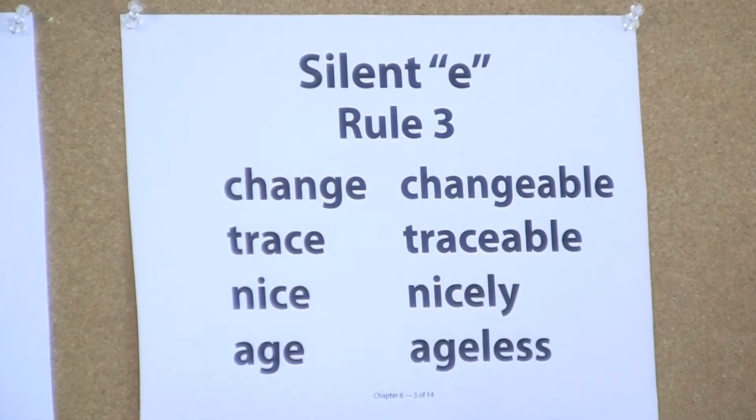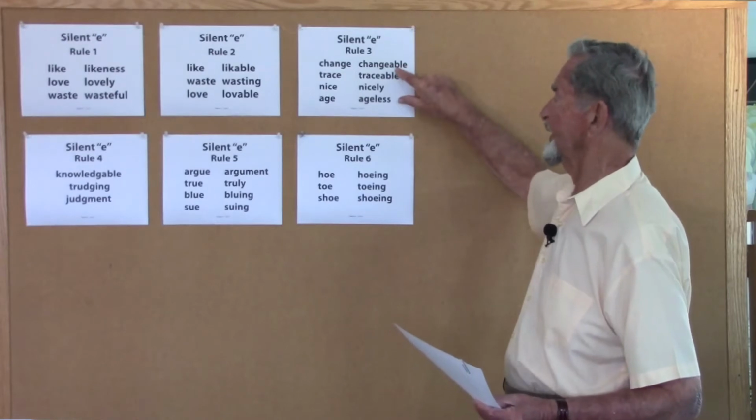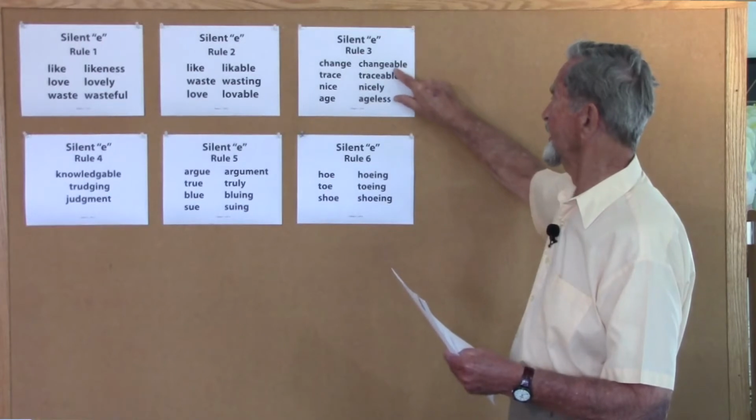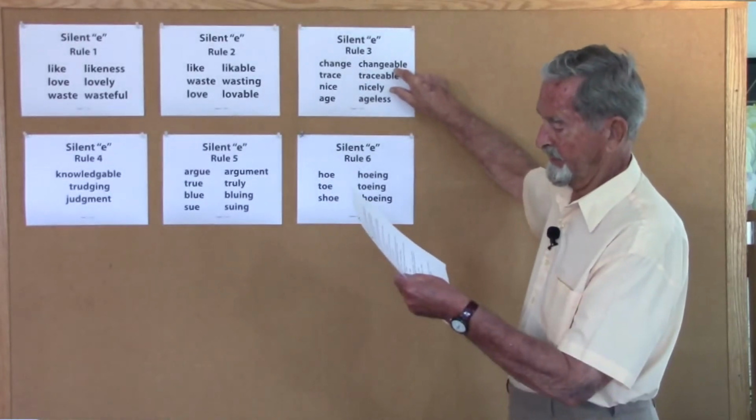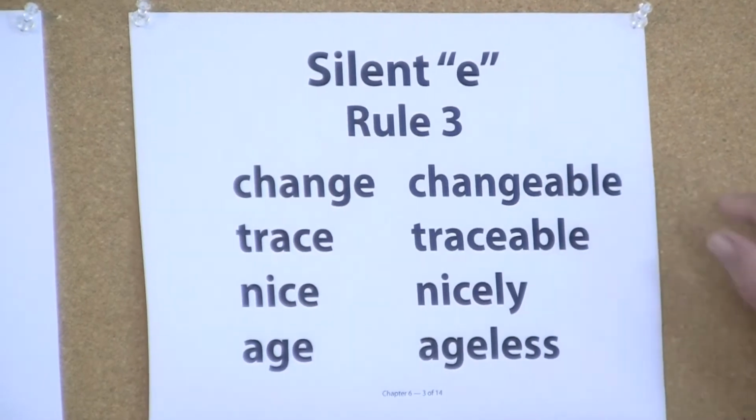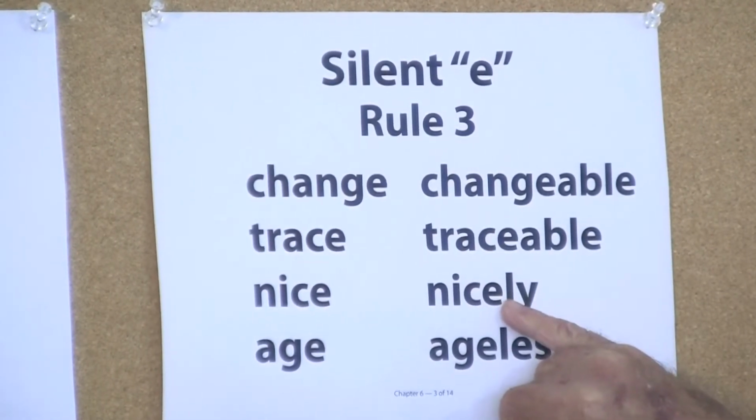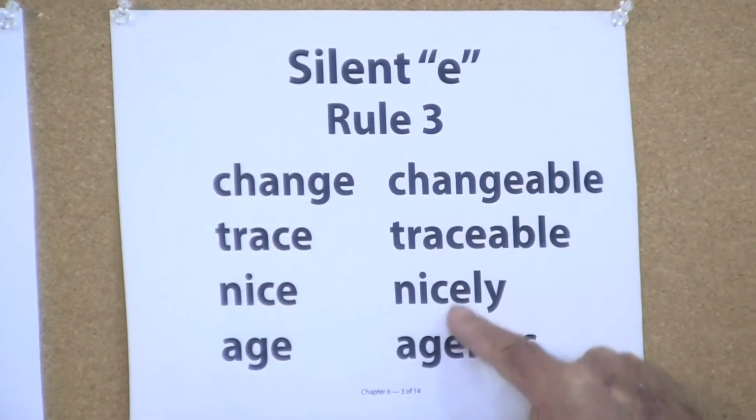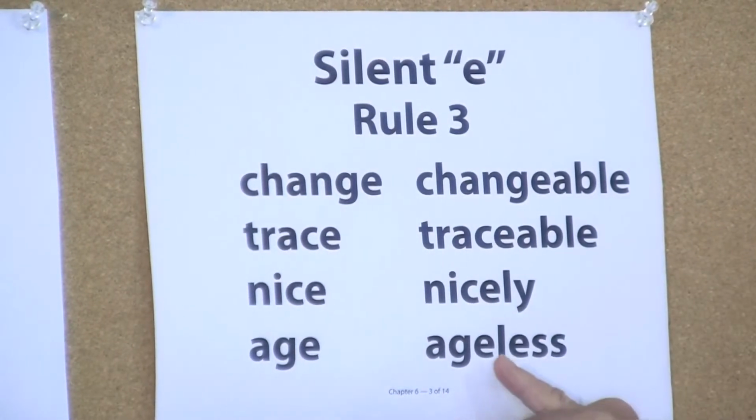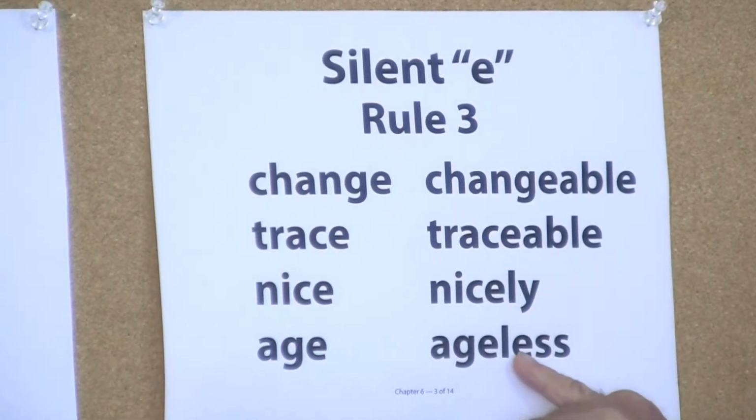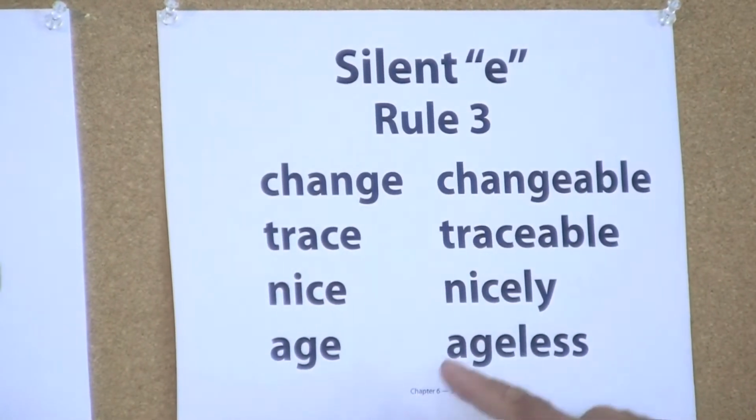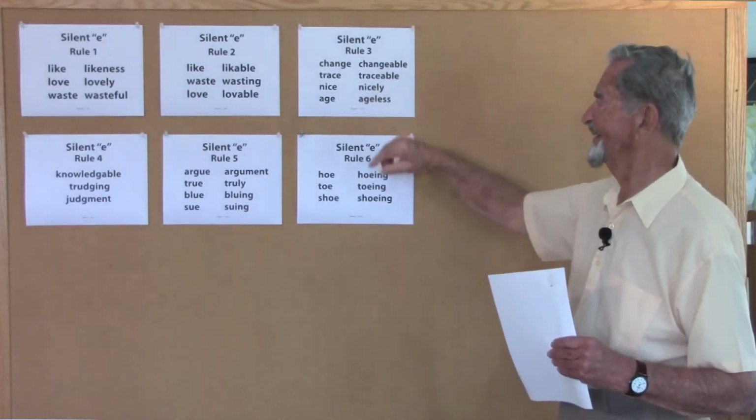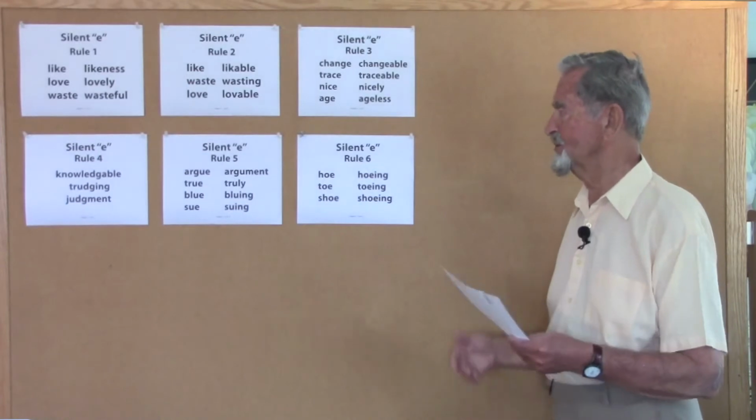The C and the G are soft, but the suffix that will follow begins with a hard vowel, a, or a consonant, L. So we retain the E as a buffer between the soft G and the hard L. Without it, ageless would be agless, and nicely would be nickly, which are, of course, not words.